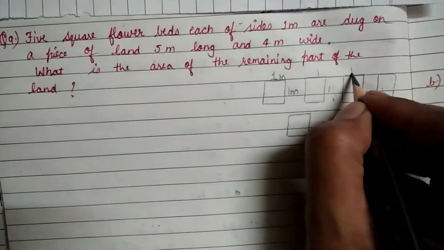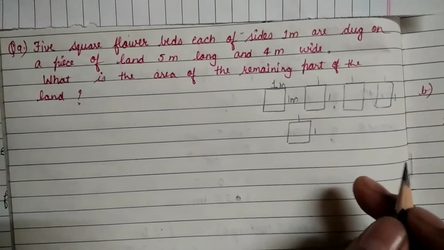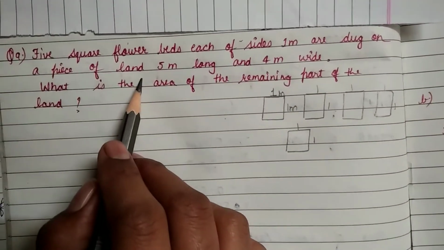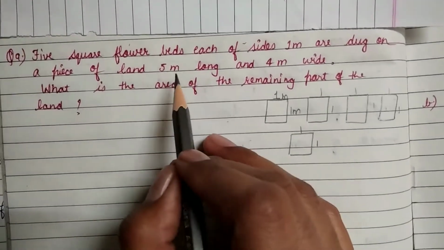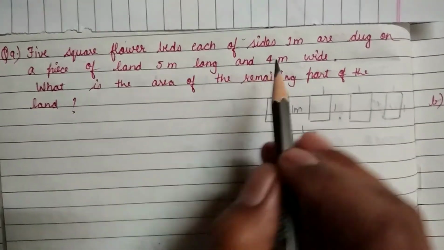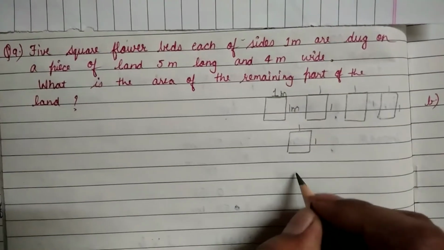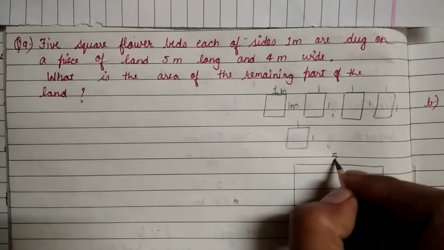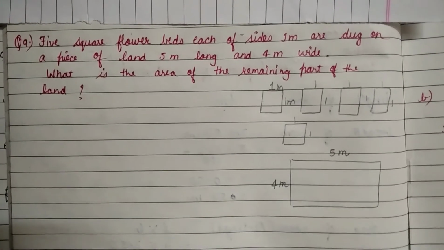They all are in the shape of square, having the side 1 meter each, and are dug on a piece of land. They all are dug on the piece of land which is 5 meter long and 4 meter wide. So where are they digging? They are digging in the land which is 5 meter long and 4 meter wide.